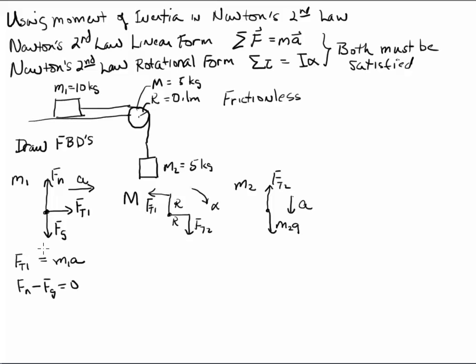Now we can get our equations. Force of tension 1 is equal to mass 1 times the acceleration, and the normal force minus the force of gravity equals 0, since it is not moving in the vertical direction. For the torque equation, we have minus Ft1 r plus Ft2 r equal to the moment of inertia times the angular acceleration. And for mass 2, the force of gravity minus the force of tension 2 will be equal to mass 2 times its acceleration.